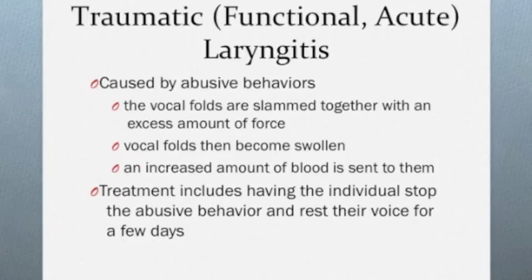Acute laryngitis can also be caused by abusive behaviors, in which case the laryngitis would be referred to as traumatic functional acute laryngitis. When an individual engages in abusive vocal behaviors, the vocal folds are slammed together with an excess amount of force. The vocal folds then become swollen and an increased amount of blood is sent to them. Traumatic laryngitis is usually treated by having the individual stop the abusive behavior and rest their voice.